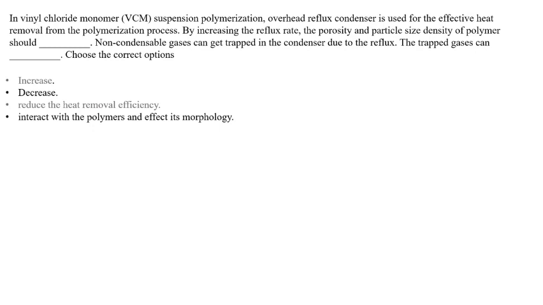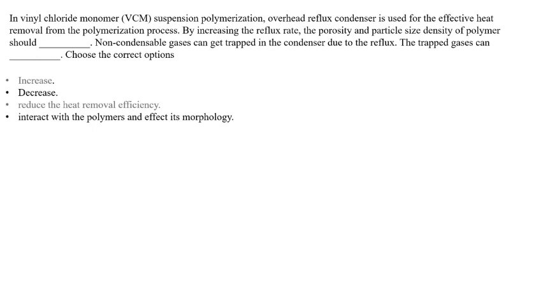Next is: non-condensable gases can get trapped in the condenser due to reflux. The trapped gases can. So non-condensable gases hinder the heat removal because they don't condense and they don't eject the phase change heat. We know that phase change occurs when there is a removal of latent heat. So they reduce the heat removal efficiency, because since they are not condensing, the latent heat is not removed and the heat dissipation is not good.